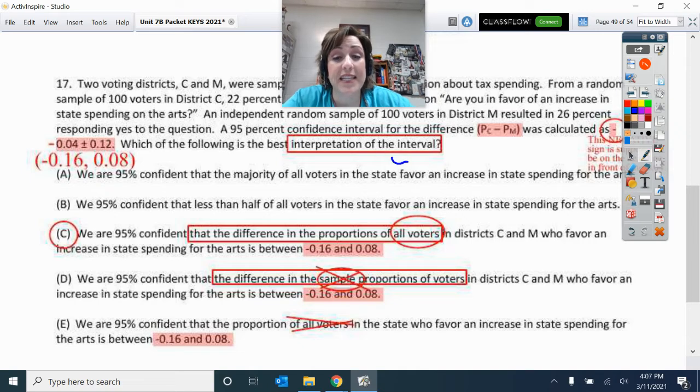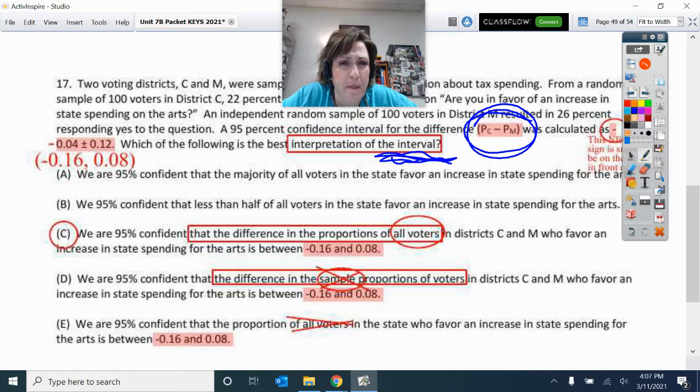So we are asking about an interpretation of the interval. And it's the interval for the difference between the percent that their districts are spending, District C and District M.